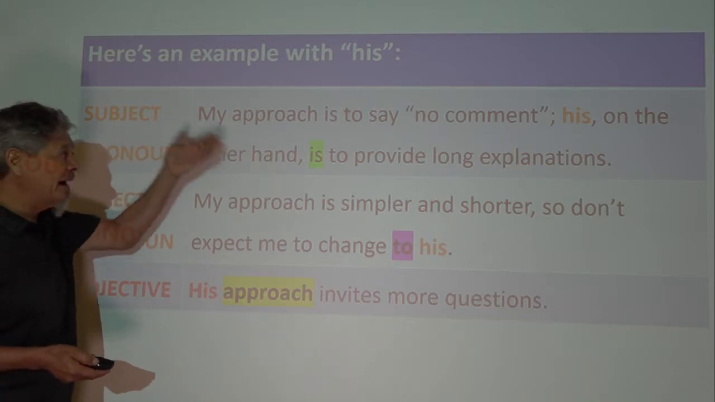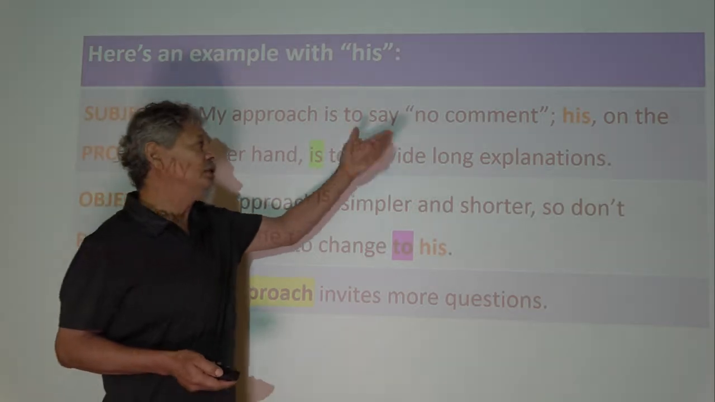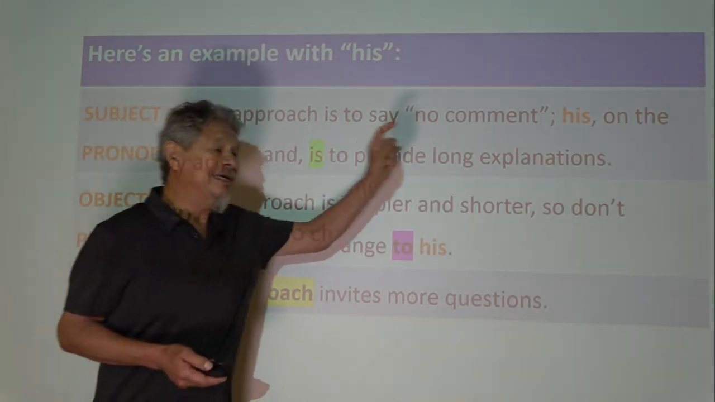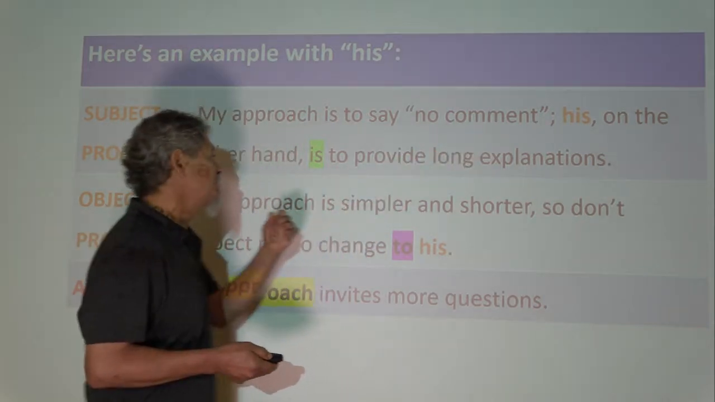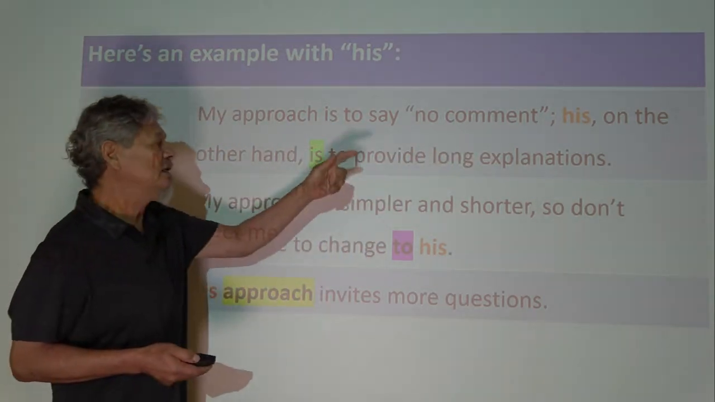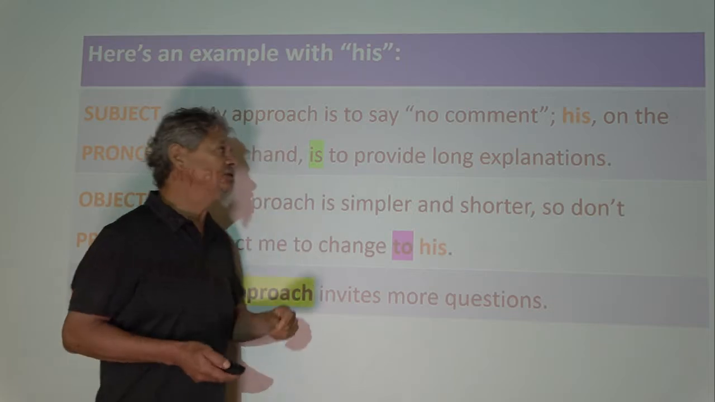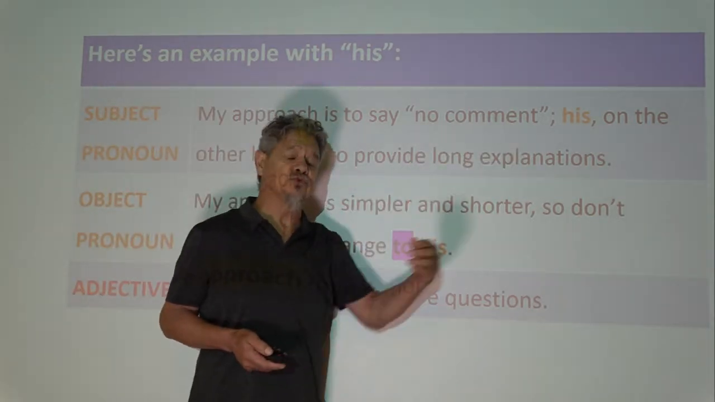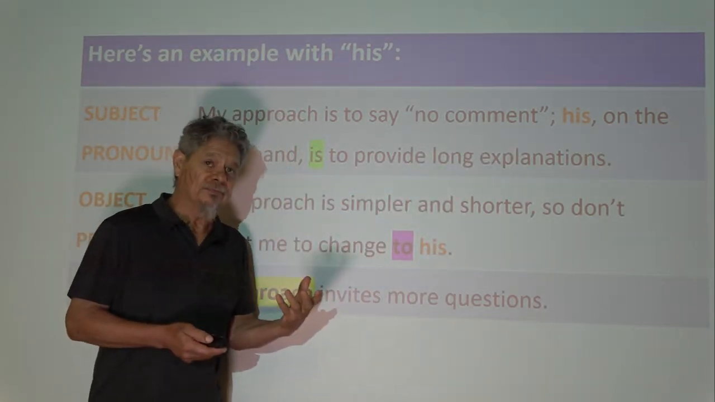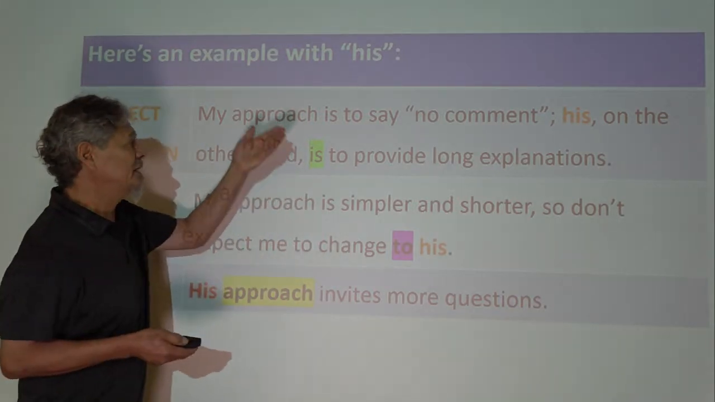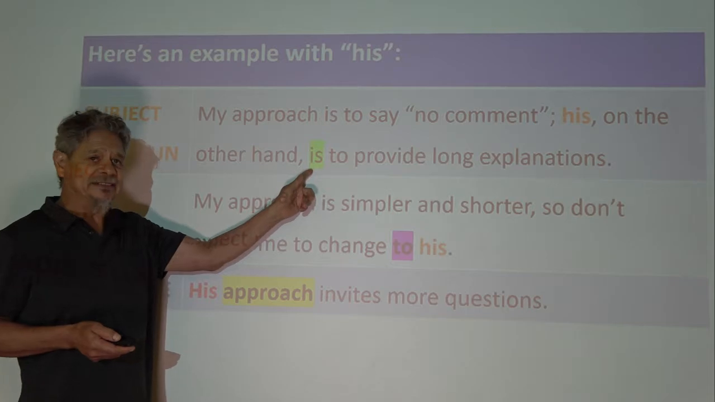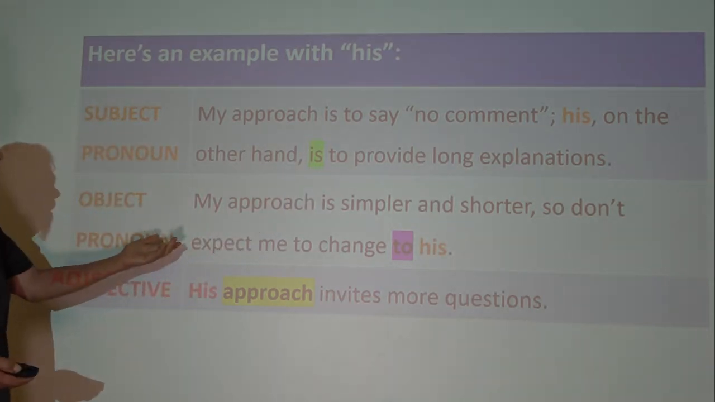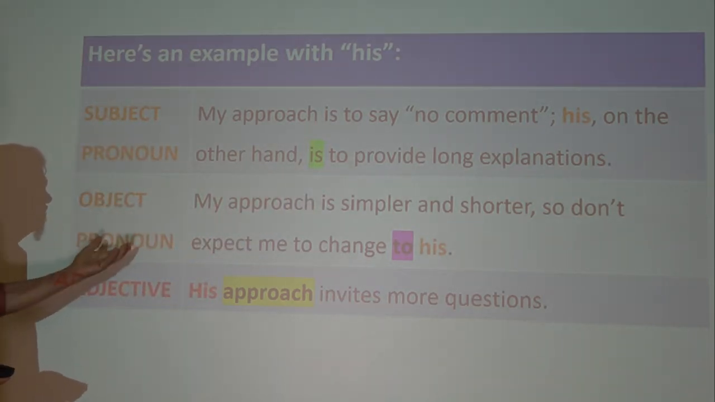If we say, "My approach is to say no comment. His, on the other hand, is to provide long explanations." And so "his" is representing "approach," and is being used as a subject pronoun, subject of the verb "is." Here, it is being used as an object pronoun.